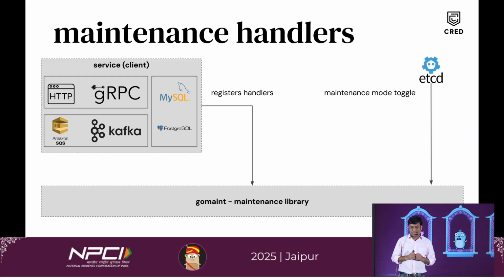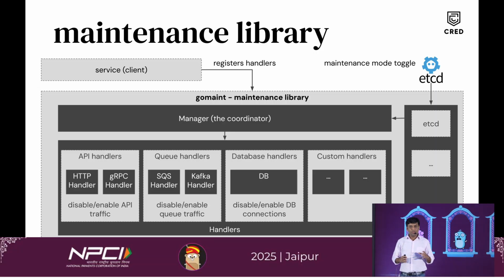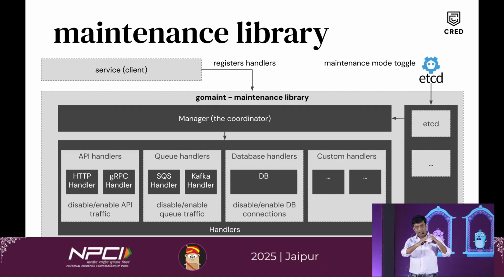This is how the clients or services use the maintenance library. They register something called handlers. Now these handlers could be depending upon what protocol or what message queues or what databases the service uses. So it could be an HTTP handler or gRPC handler, SQS handler, Kafka handler, database handler, etc. Right? This is a more detailed view of the maintenance library. As I mentioned, we have all these handlers which are implemented. It could be for API, for queue, for databases, etc. Or you could go and implement custom handlers as well.